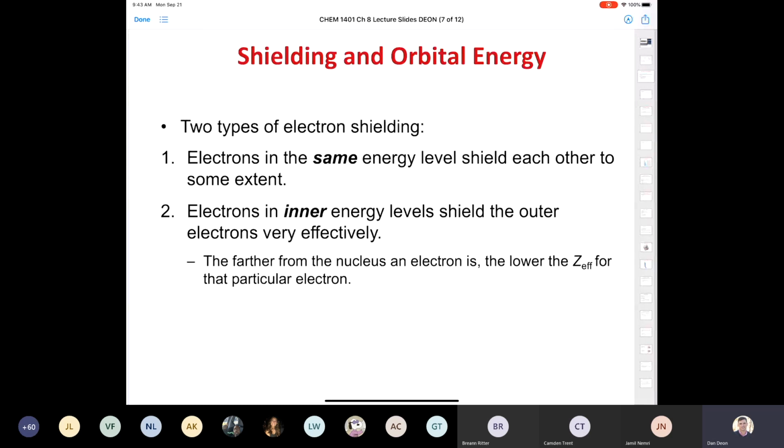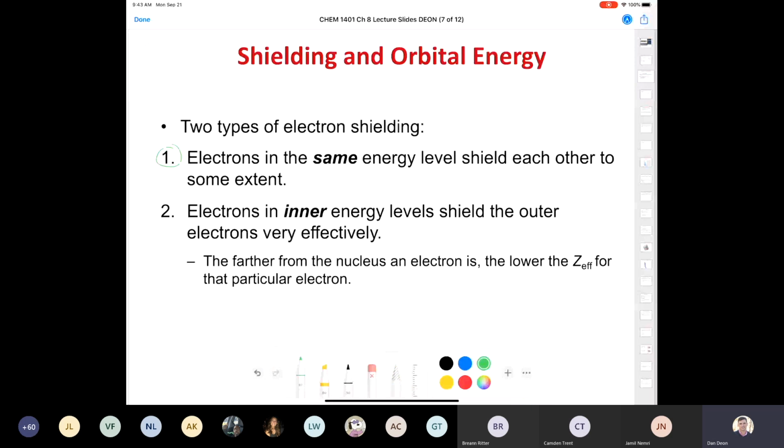Okay, it says here now shielding and orbital energy. So this has to do with electrons and their effect on each other. And I'm going to try to go over this quickly because sometimes I like to ramble on about this a little bit. It's kind of a fun concept. But it says here, actually, there are 2 types of electron shielding.